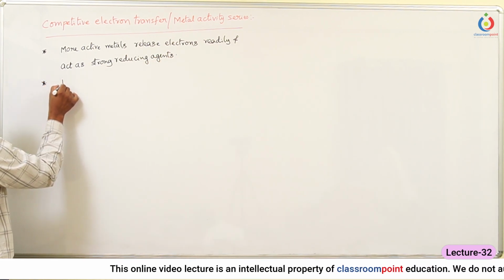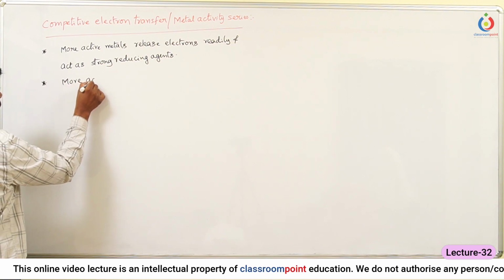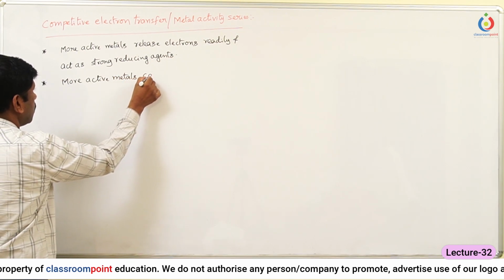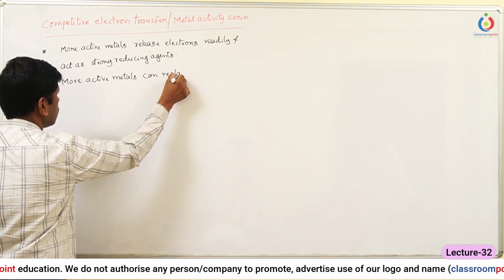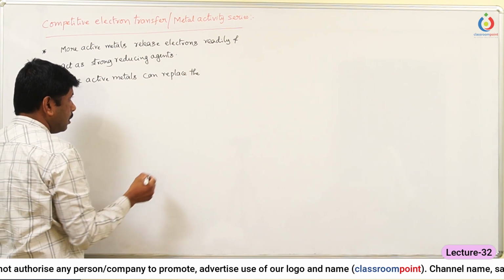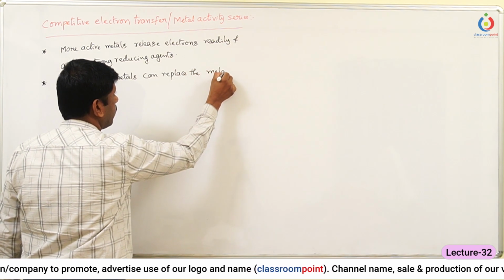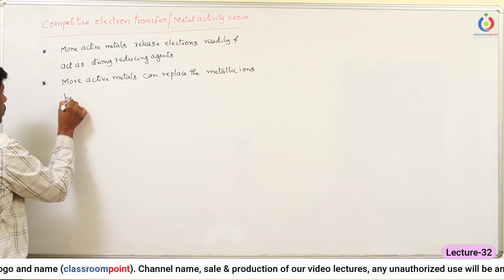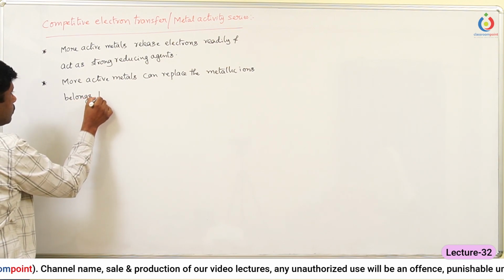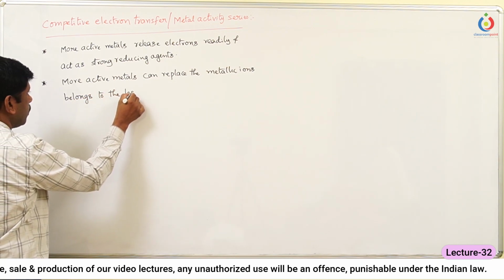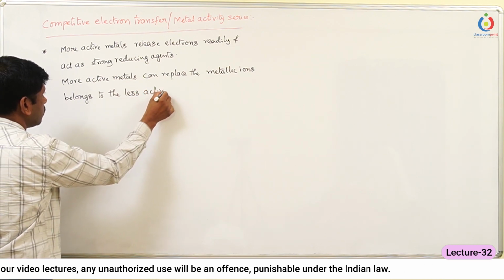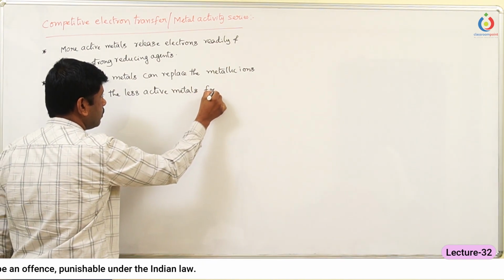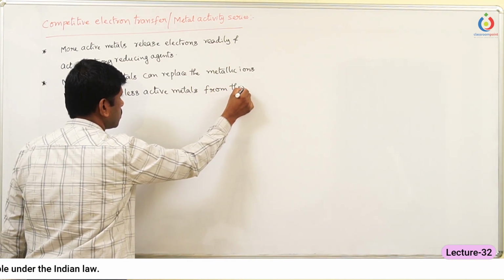And one more point is, more active metals can replace the metallic ions belonging to the less active metals from their compounds.